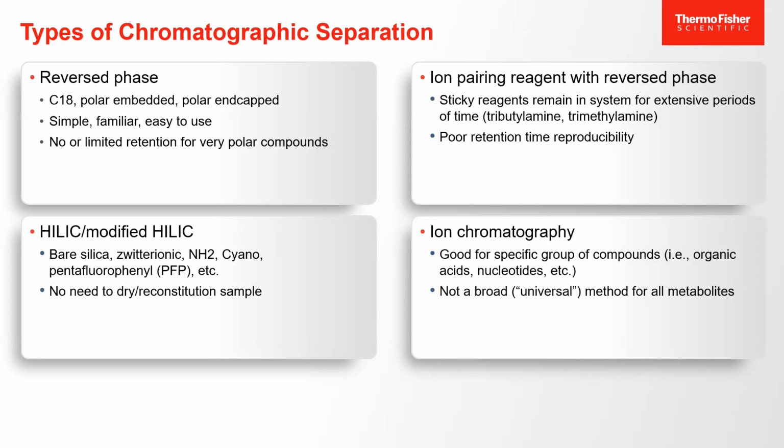And the reason I say that is because ion pairing reagents are not always the greatest on mass specs. So if you have a mass spec, probably don't want to go with that particular separation. Then you have ion chromatography, which we have an instrument specific to IC, or ion chromatography.